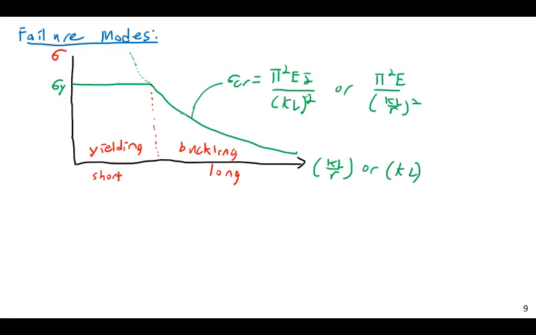So really, this is sort of a truncation. The equation would continually go higher and higher, but we say, hold the phone, we know we actually can't get any higher than the yield stress. That is the limit here. So really, this is the ultimate equation. It's a piecewise function, showing that below a certain KL over R, we're dominated by the yield stress, and above a certain KL over R, the critical buckling stress equation controls. So finally, I want to work through one more example.